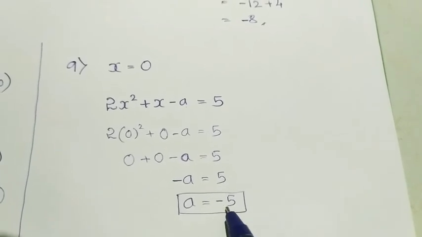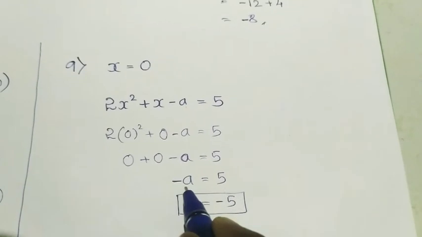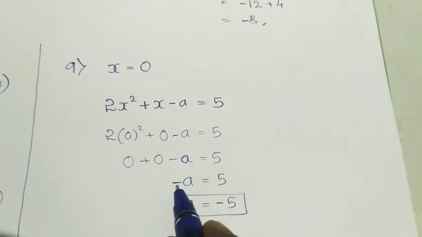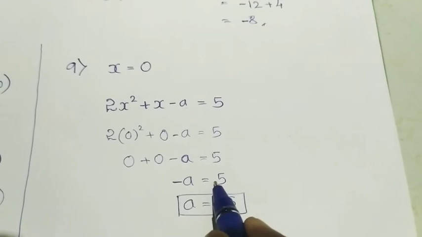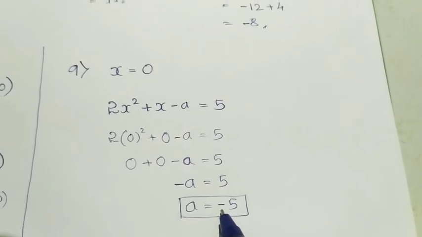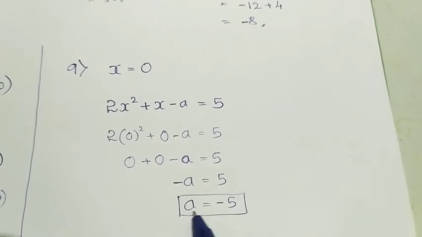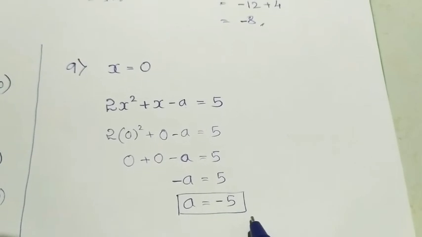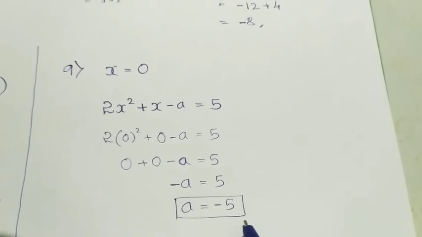How did this minus 5 come? Just multiply on both sides with the minus. So here minus into minus is plus, and on the other side plus into minus gives minus. The a value is minus 5. So this is our final answer.